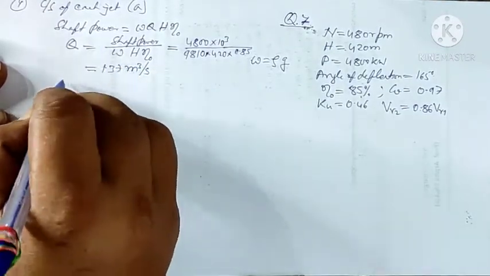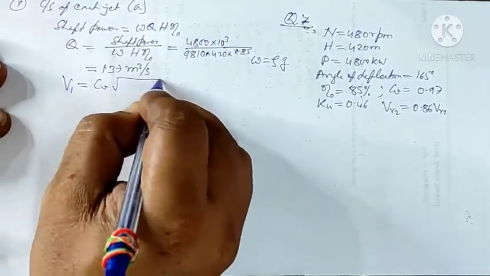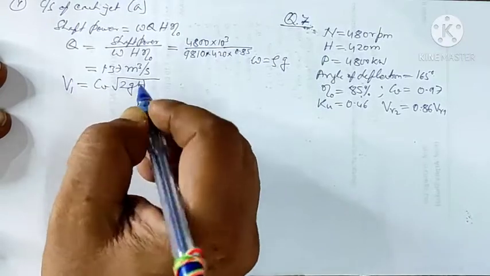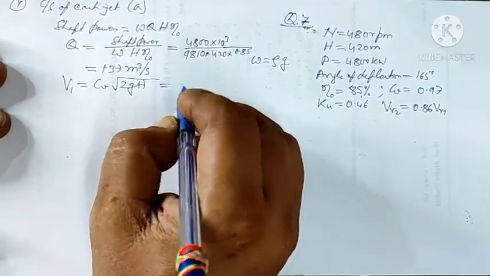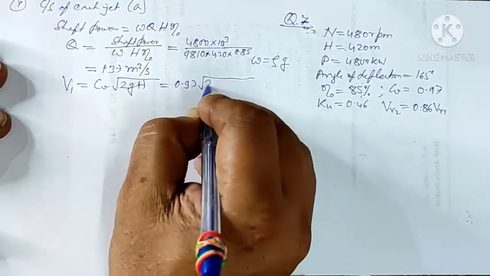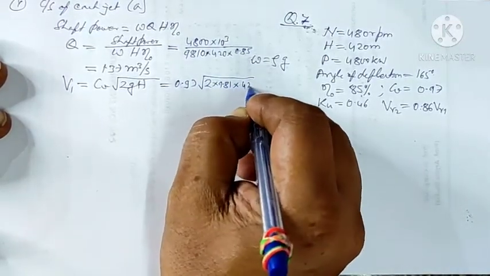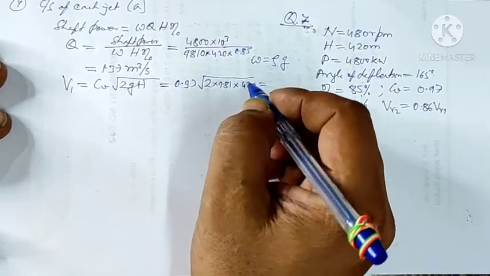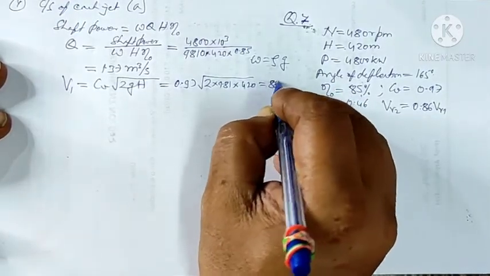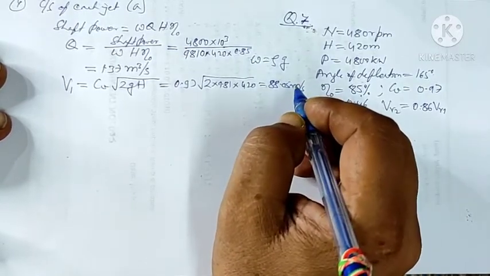Now the velocity of jet at the inlet is given as Cv into square root of 2gH. So it is given as 0.97 into square root of 2 into 9.81 into 420, which is equal to 88.05 meter per second, the velocity of jet.